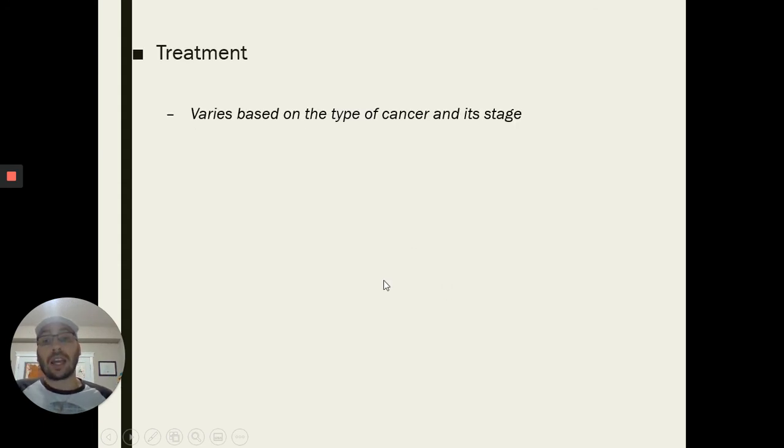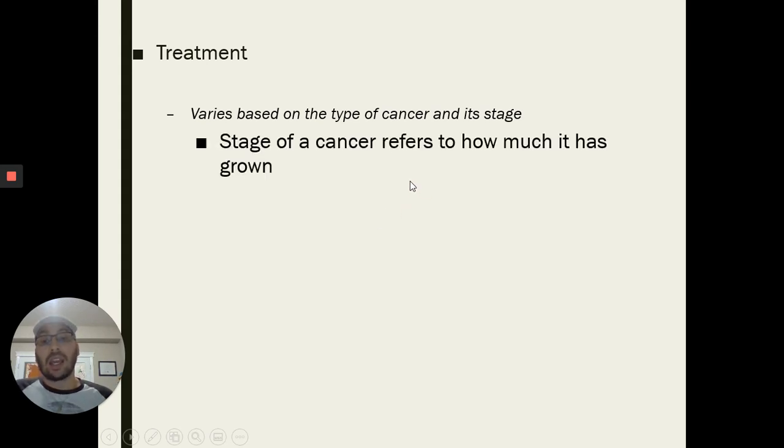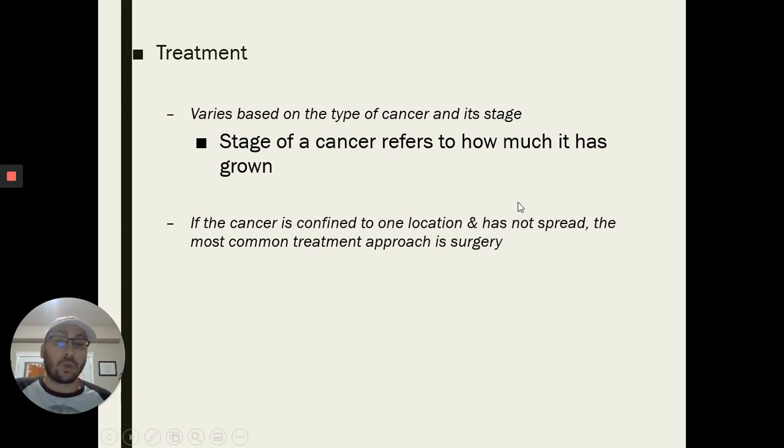Treatment for cancer varies based on the type of cancer and the stage. The stage of cancer refers to how much it has grown. So you've heard of stage 1 versus stage 4. Stage 4, it's really grown. Stage 1, it's at the earlier stages. If you can catch it at one of the earlier stages before it's spread, you have a very good chance.